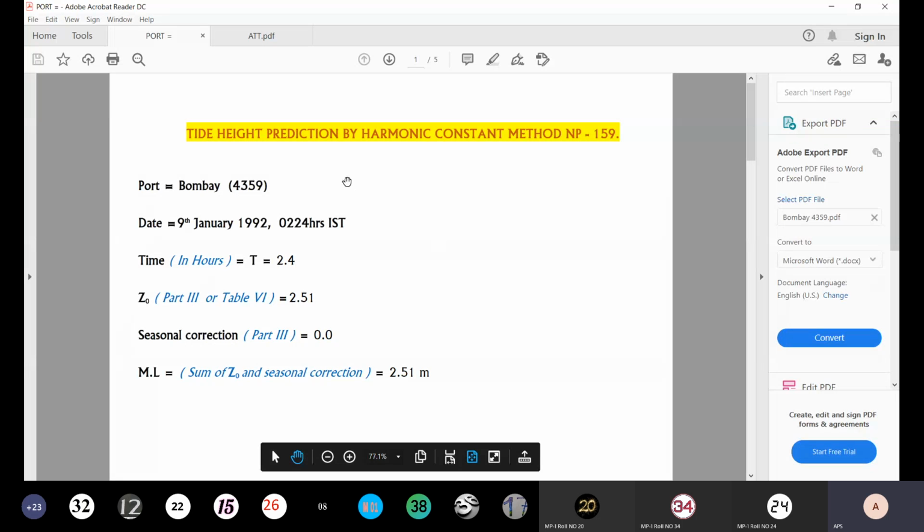You start writing this: tide height prediction, harmonic constant method. The port given is Bombay, but you might see a different name. You will see Apollo Bandar there. It doesn't matter. That 4359 is important because Apollo Bandar is part of Bombay only. Because in Bombay there are different areas, Pir Pao, then Bandra. So the time and height of tide are different in each, even though they come under Bombay. So 4359 refers to Bombay Apollo Bandar.